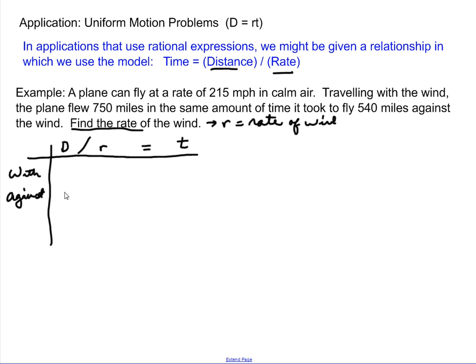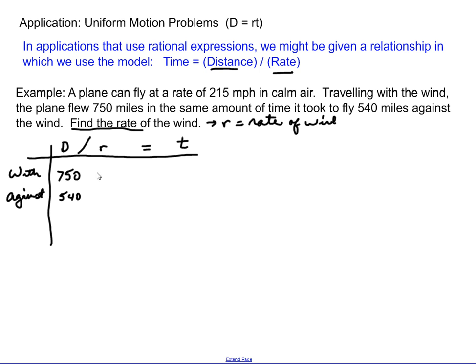And so we're going to substitute in our values right here. We know that flying with the wind, the plane flies 750 miles in the same amount of time that it took to fly 540 miles. So we've got 540 miles, but equal times. Now, what is the rate?